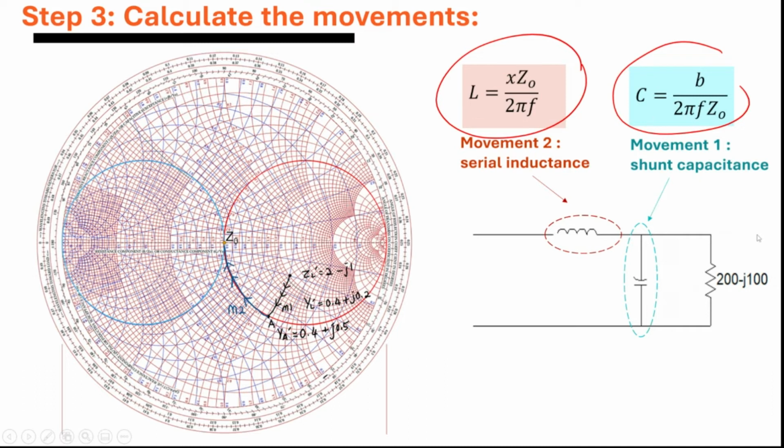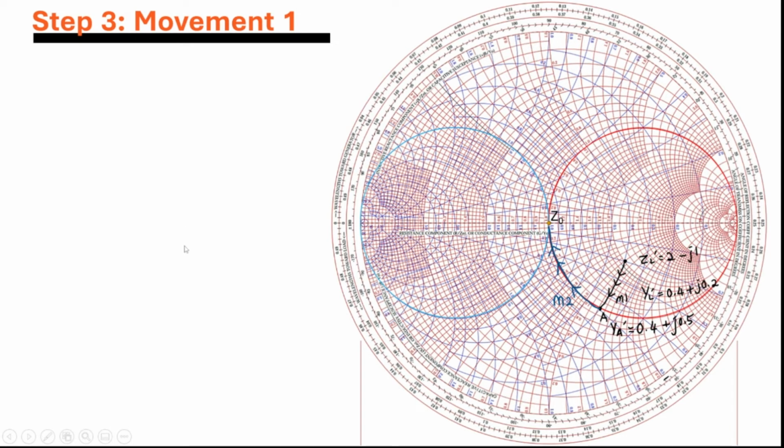Now let's look at how we can calculate this L and C. Let's focus on movement 1 first. The starting point of our movement is ZL prime here, and then we move to point A. ZL is 2 minus j1, or in Y equals 0.4 plus j0.2, and the Y for that point A is 0.4 plus j0.5.